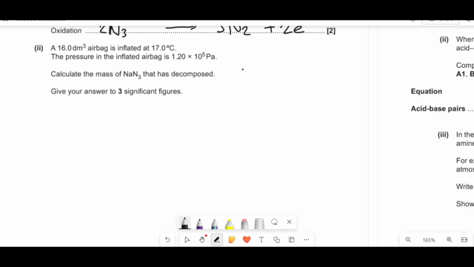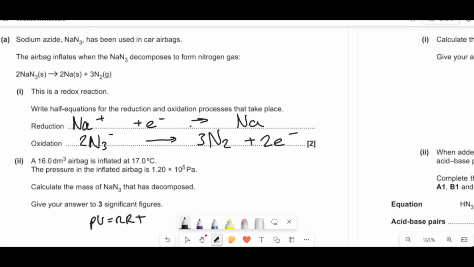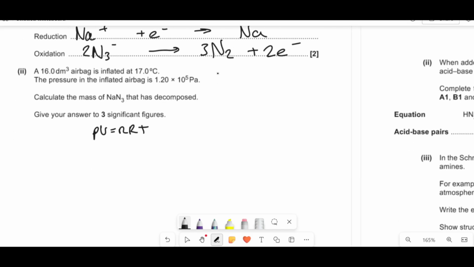So a 16 decimeter cubed airbag is inflated at this temperature. The pressure is this. Calculate the mass of NaN3 that has decomposed, giving your answer to 3 significant figures. So we're going to be using PV equals nRT, right? And we need to figure out the mass of this thing. When this is decomposing, it's making N2 gas. So we can find the moles of the gas that's been produced here, and then we can work backwards to find the solid. So in order to do that, we're going to have to use moles. So moles, n, would equal PV over RT.